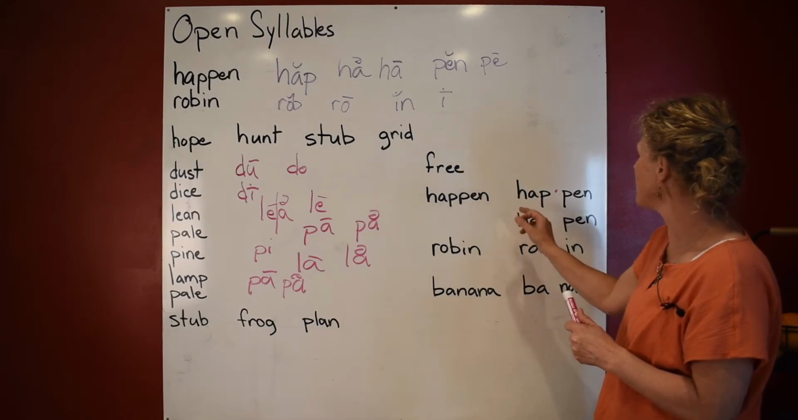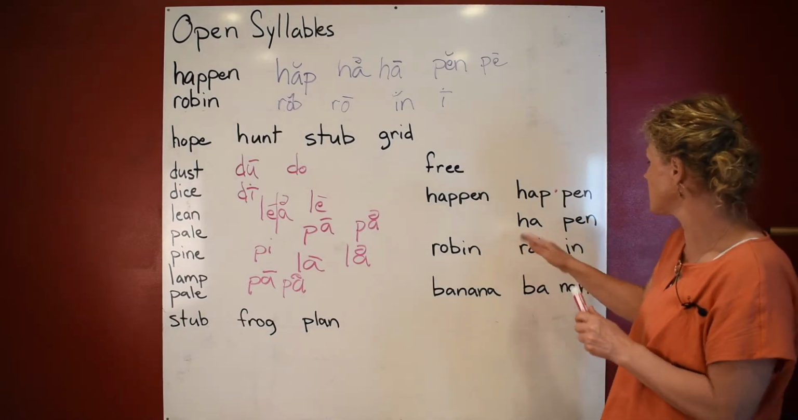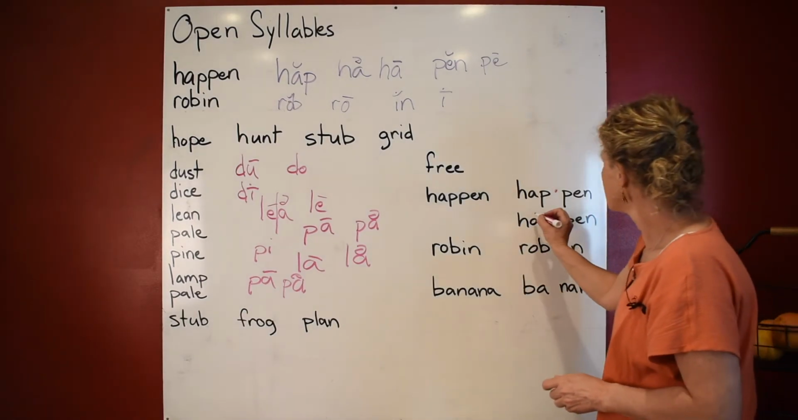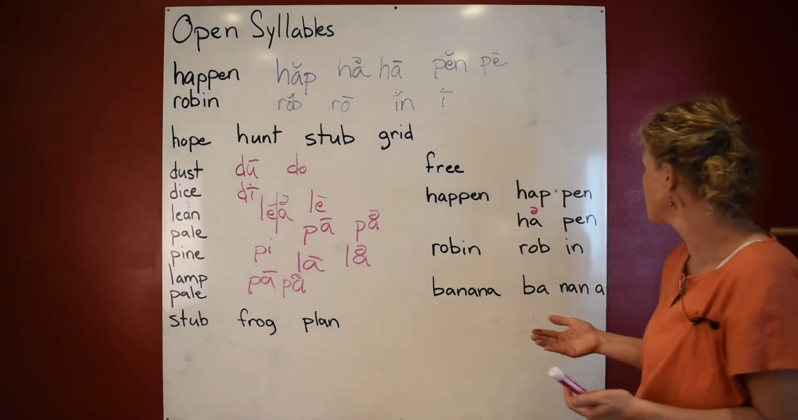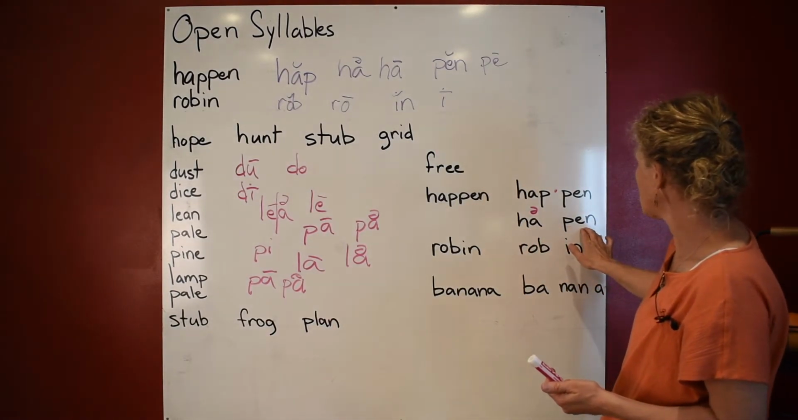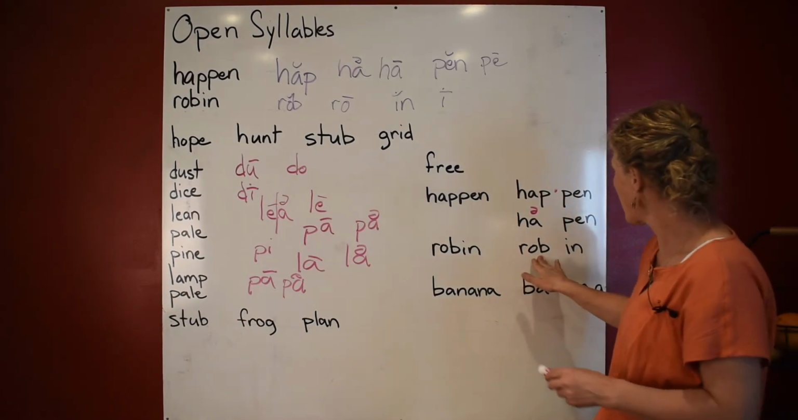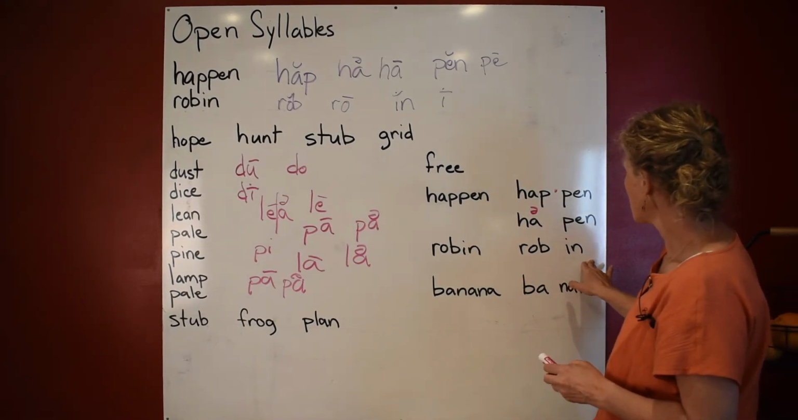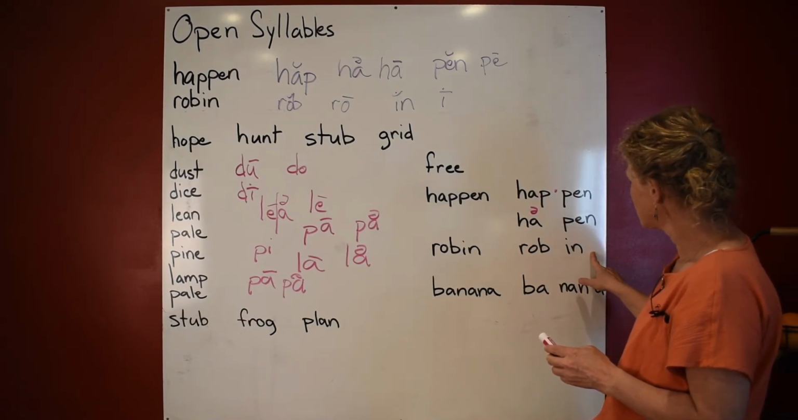But now I've decided, no, this isn't gonna be accented. So if I decide to say I want this to be in the unaccented syllable, read that for me. So they're gonna say it's hup-pin. Does that make sense? So open, closed, closed, closed. Now look at this, robin, we went over that. So we have rob in.